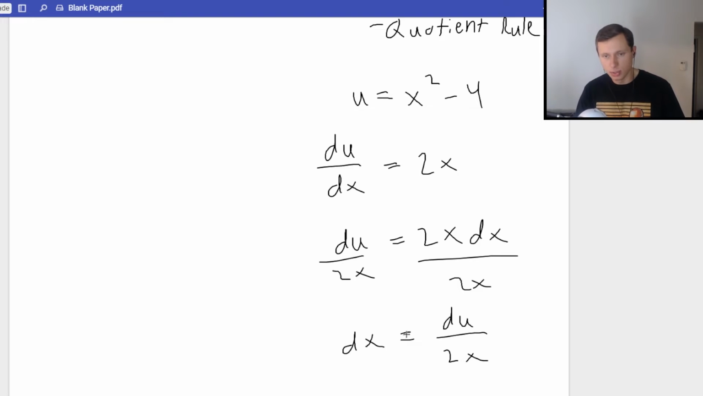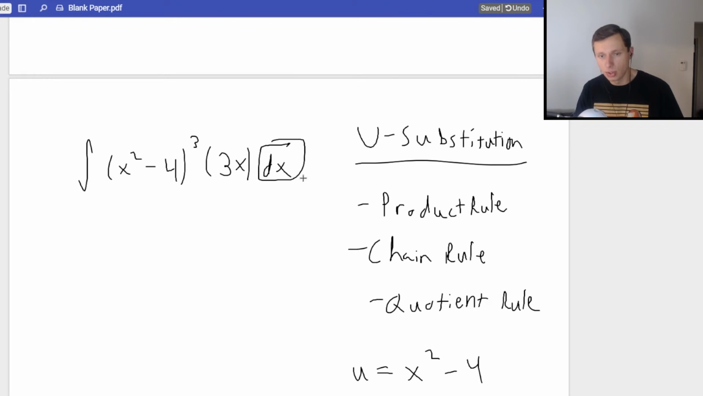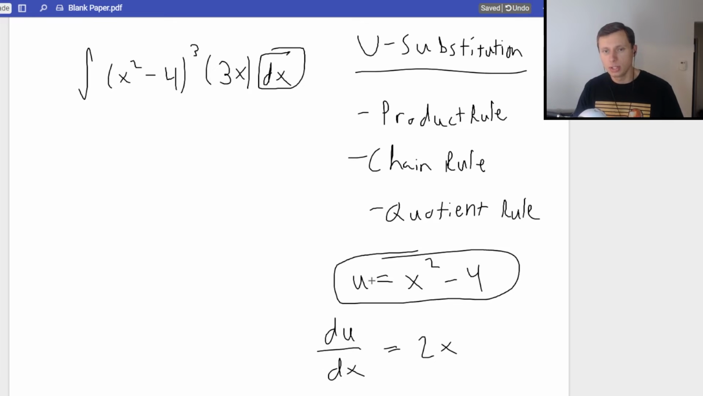dx equals du divided by 2x. Now, why is this important? Well, I'm going to plug in this value for dx right here into my integral, and I'm also going to plug in u equals x squared minus 4 into that spot right there. The 3x I'm not going to touch. I'm going to leave it as 3x. And here's what this integral is going to look like now.